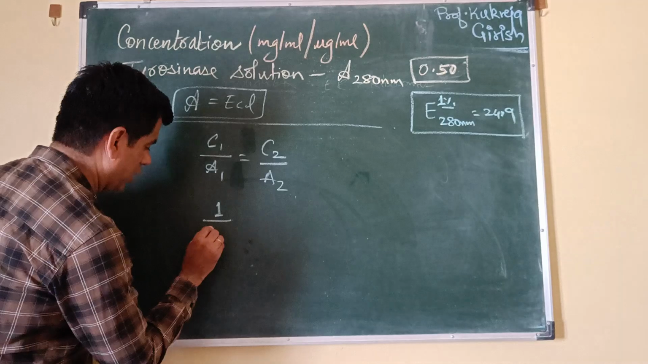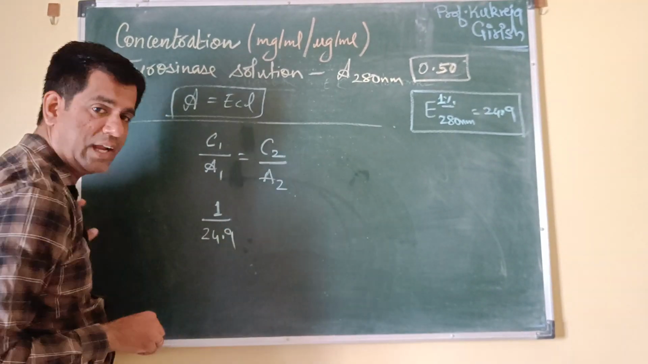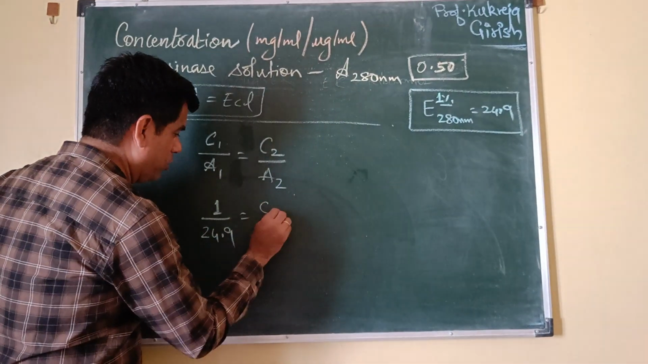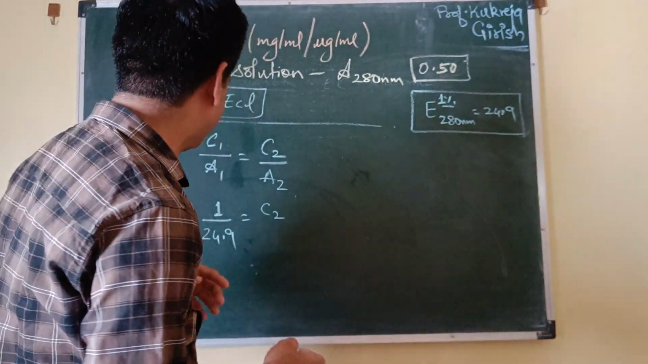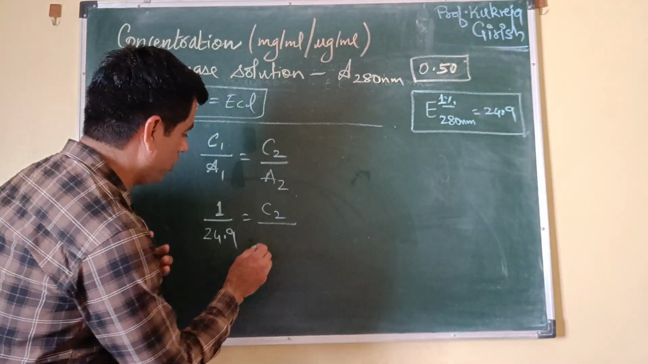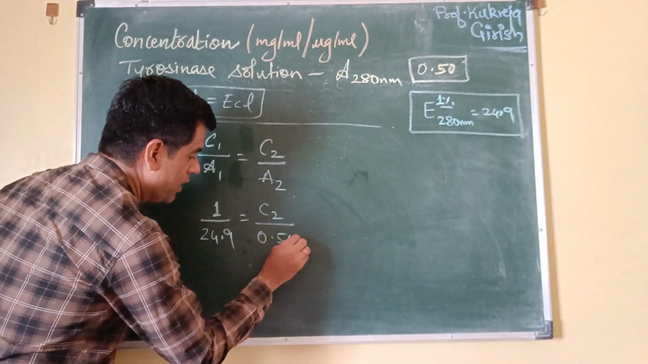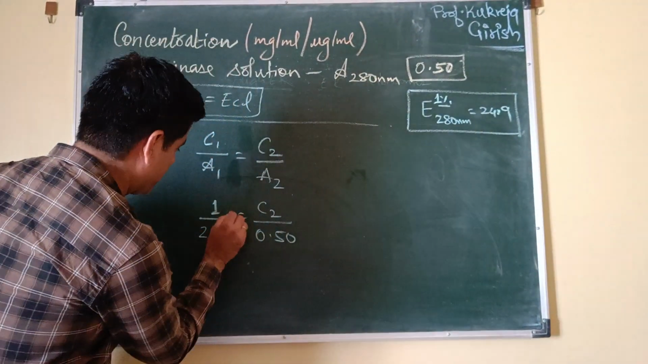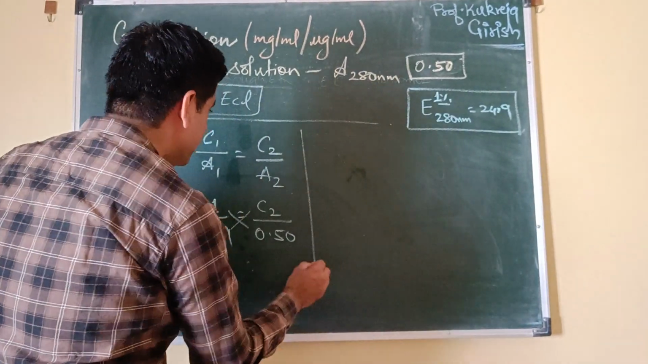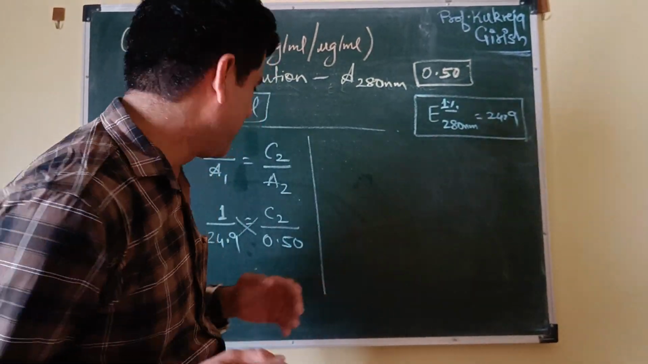Absorption of that is around 24.9. C2, I don't know, therefore I'm doing it. I have the absorption of 0.50. I know you remember when you were kids, you performed this cross multiply. Let's do that. Things are very easy. Let's not make it complicated, right?